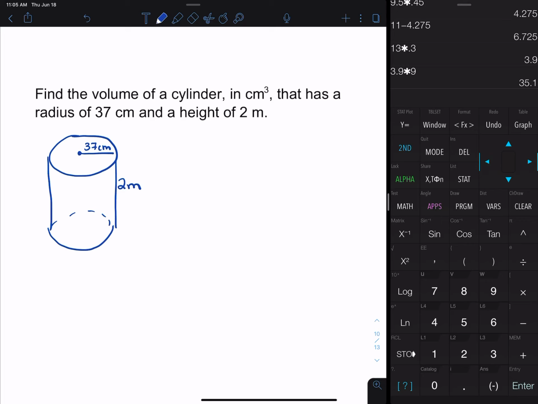They're asking me to find the volume of the cylinder, so I know the volume is the area of the base, so the area of the circle, pi r squared, times the height. And they're telling me that I need my answer in centimeters cubed. So just like before, my first step is going to be to get all the units into centimeters. So in this case, the thing I need to fix is this 2 meters.